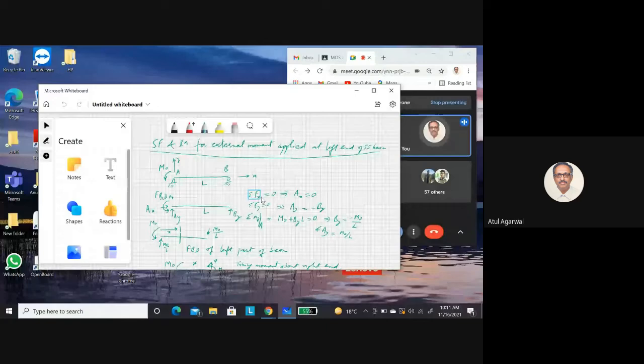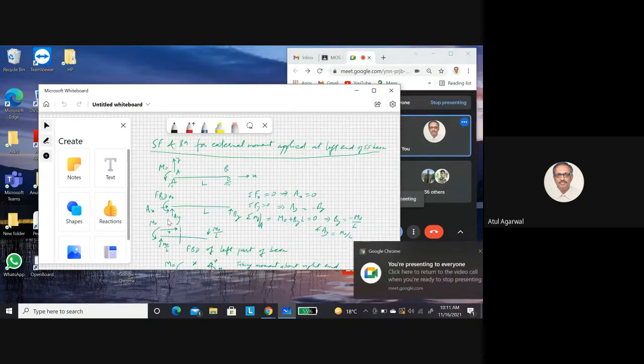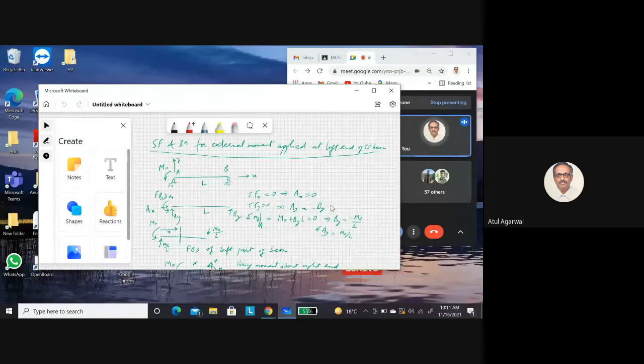So force balance, Ax, there is only one force in x direction, Ax. So it goes to 0. Force balance in y direction, Ay plus By is equal to 0. So Ay is equal to minus By.